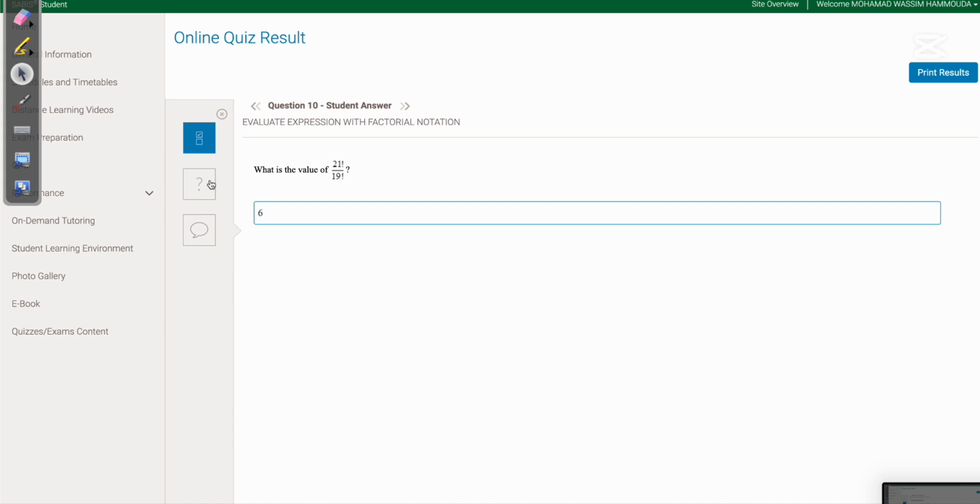Number 10. What is the value of 21 factorial over 19 factorial? For this question, just solve it on the calculator. 21 factorial over 19 factorial, which will give us, if I'm not wrong, 420.